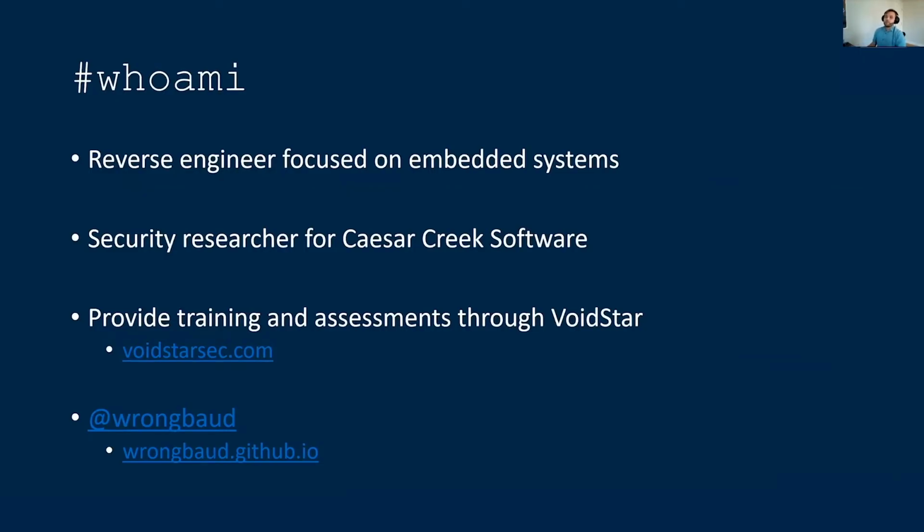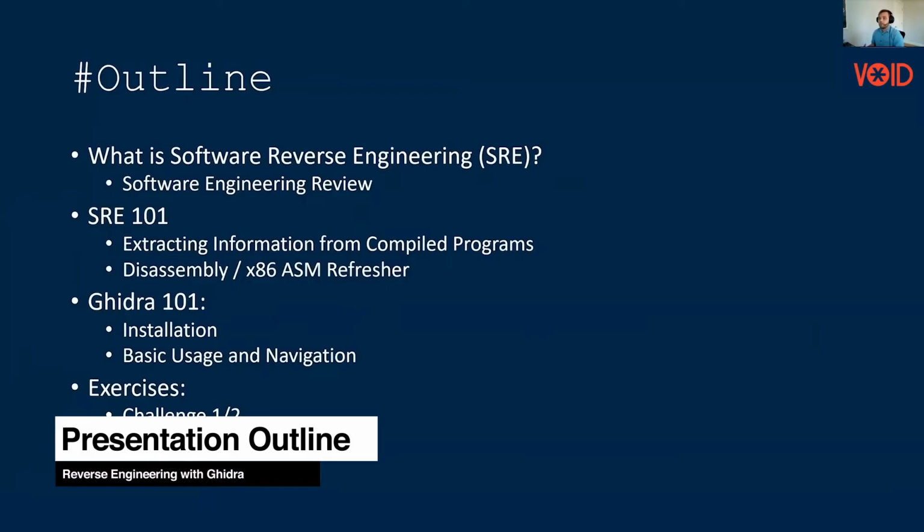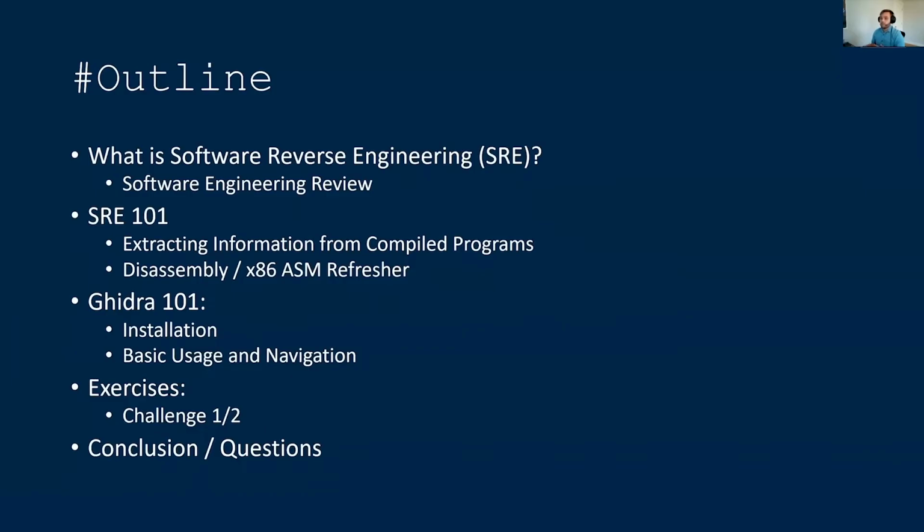So without further ado, let's jump into what we're going to learn today. Today we're going to talk about what software reverse engineering is. And in order to do that, we need to understand how software is engineered in the first place. So we're going to start with an initial run through of how you go from C code or some high level language to something that actually runs on your processor. And then after that, we're going to jump into software reverse engineering 101.